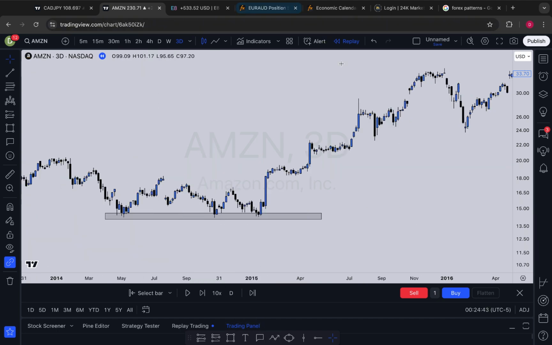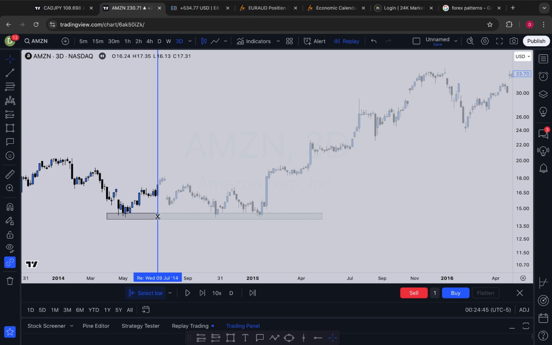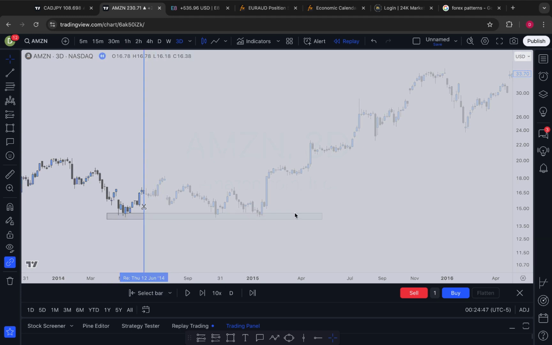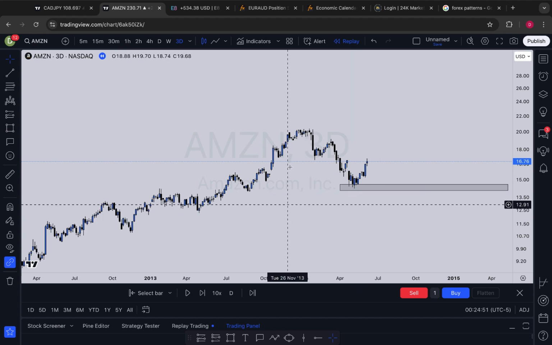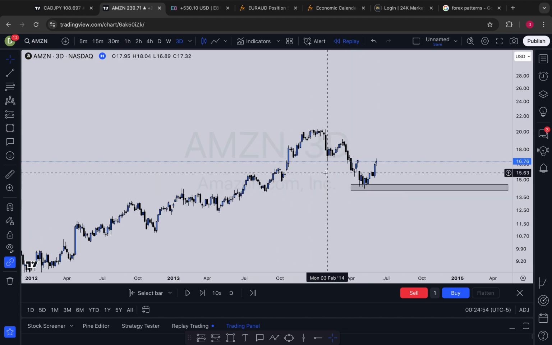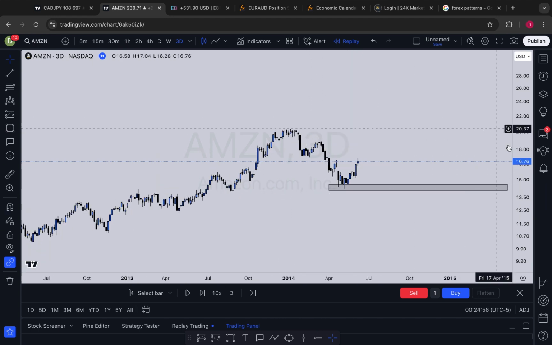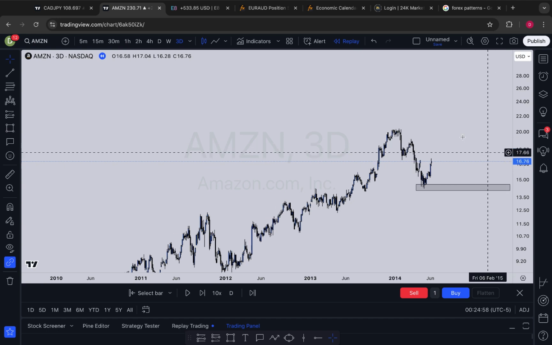So how would we look at this in real time? Alright, so we see that the market reached a high at a point, 2013, 2014. Wow, Amazon just reached $22. That's insane. That's amazing. It's booming, right?